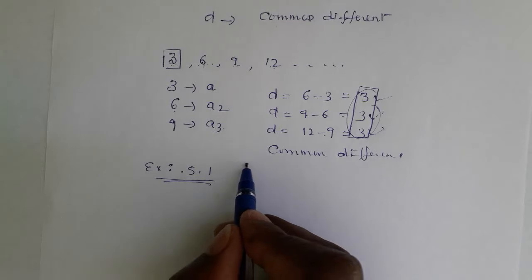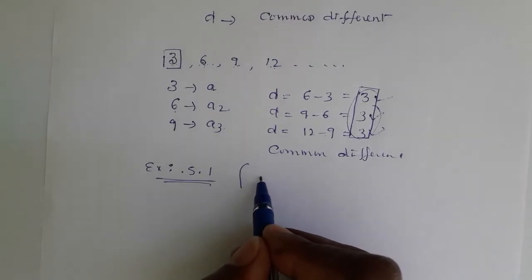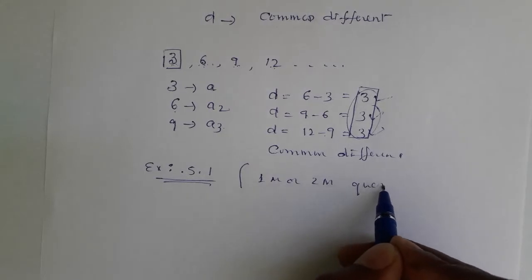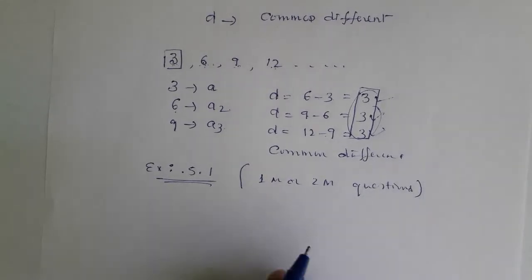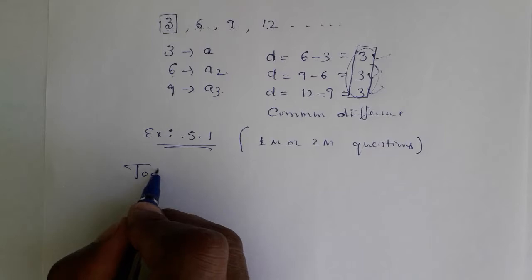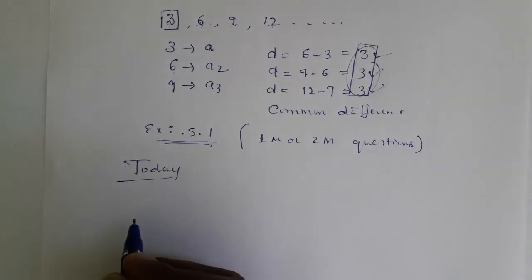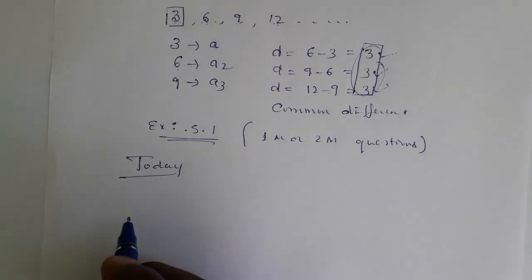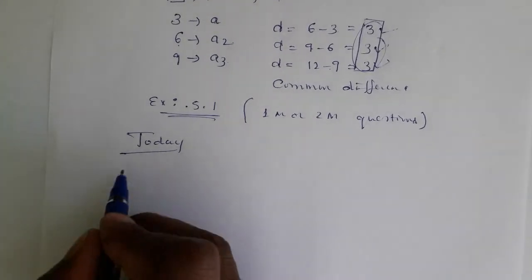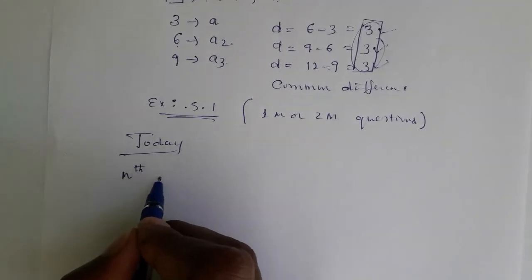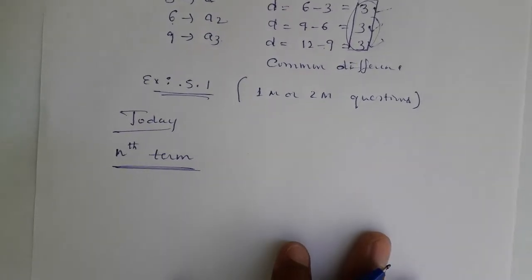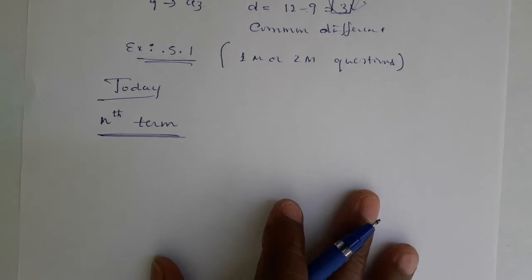These exercise 5.1 problems are all 1 mark or 2 mark questions. So today we'll study exercise 5.2. Before exercise 5.2, we have to first learn what the nth term is. So today's class is about the nth term. What is meant by the nth term? Let us see.